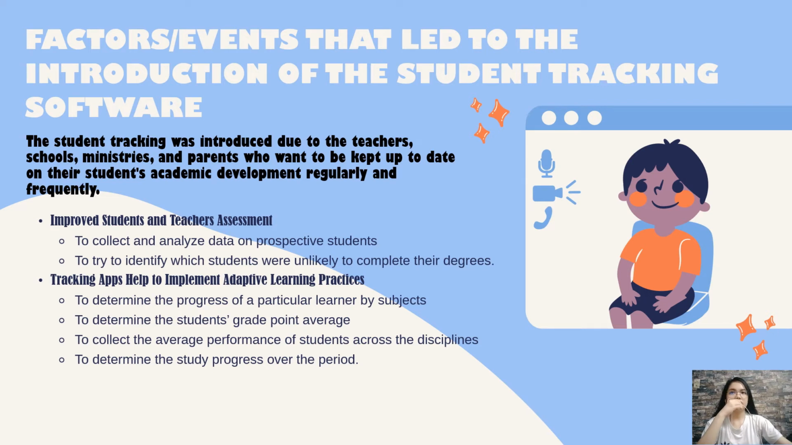Such factors include improving the students' and teachers' assessment. Under these are to collect and analyze data on prospective students and to try to identify which students were unlikely to complete their degrees. Another key factor is that tracking helped to implement adaptive learning practices. Under these are to determine the progress of a particular learner by subjects, to determine the student's grade point average, to collect the average performance of students across disciplines, and to determine the study progress over the period.